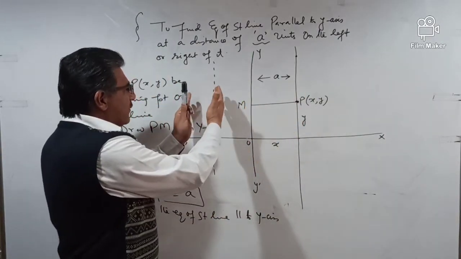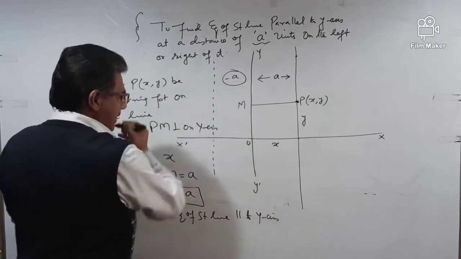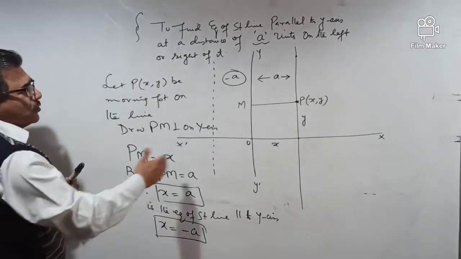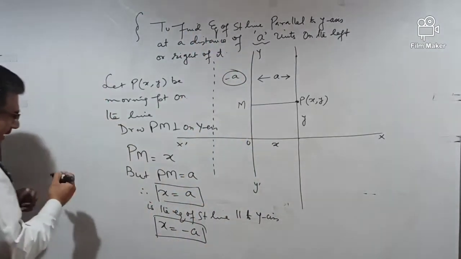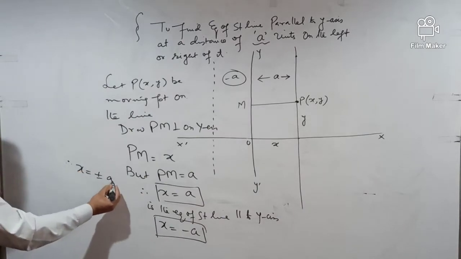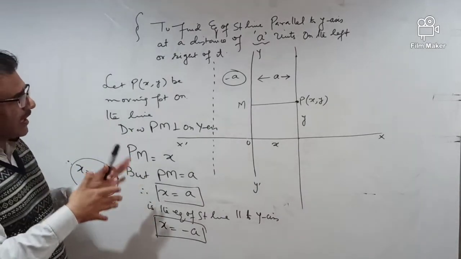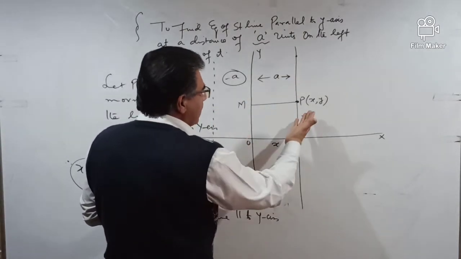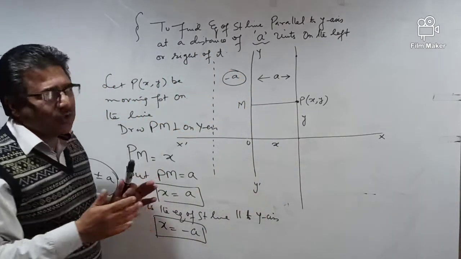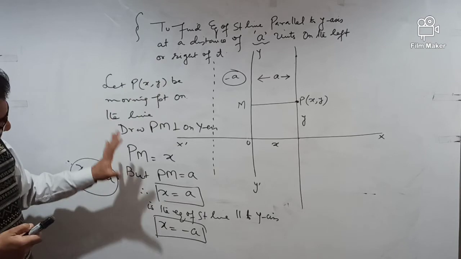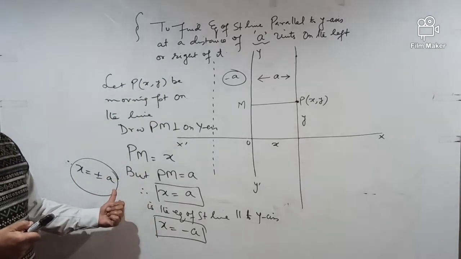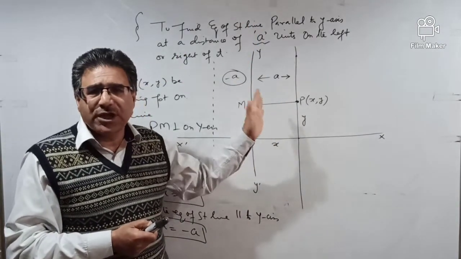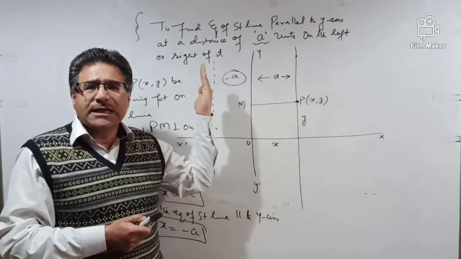If it is a units on the left of it, तब distance क्या होगी? Minus a. Therefore x is equal to minus a is the another line which is parallel to the y-axis but at the distance here. Therefore x is equal to plus minus a in general. It can be either plus a or minus a according as the line is parallel to the y-axis on the right of it or on the left of it. So this is my second article which you have to remember. x is equal to plus minus a is the equation of a straight line parallel to the y-axis at a distance of a units on the right of it or on the left of it.